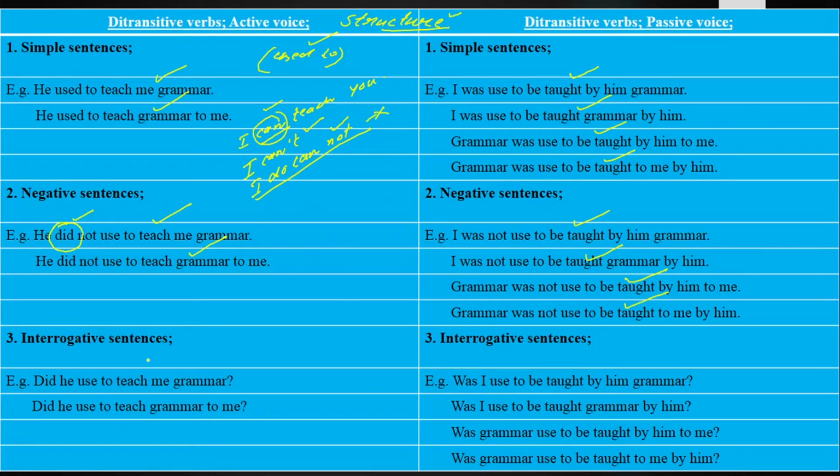Next we have got interrogative sentences. Did he used to teach me grammar? Did he used to teach grammar to me? Was I used to be taught by him grammar? Was I used to be taught grammar by him? Was grammar used to be taught by him to me? Was grammar used to be taught to me by him?